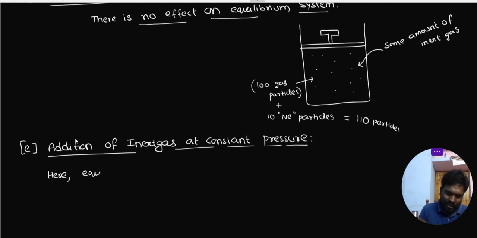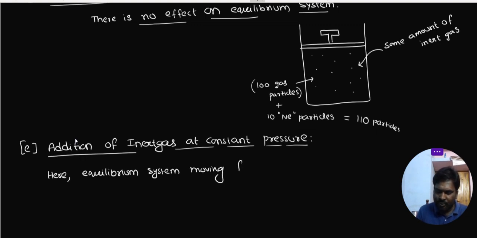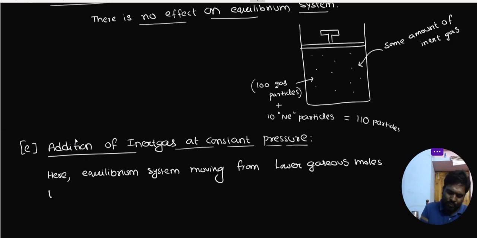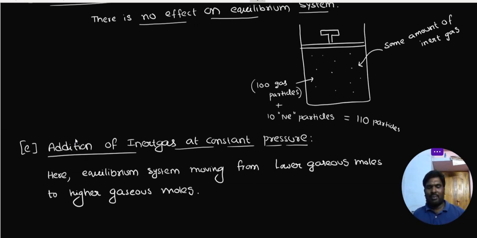Here, the equilibrium system is moving from lower gaseous moles to higher gaseous moles. Lower number of gaseous moles to higher number of gaseous moles.